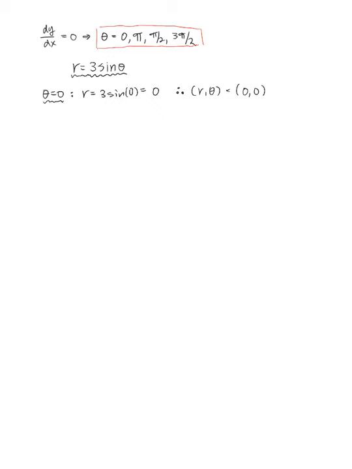Okay, so now next, when theta is pi, our r is 3 sine of pi. Sine of pi is 0, so here you're going to have a 0 again. So therefore, what do we get? R comma theta is, r is 0, and theta is pi.